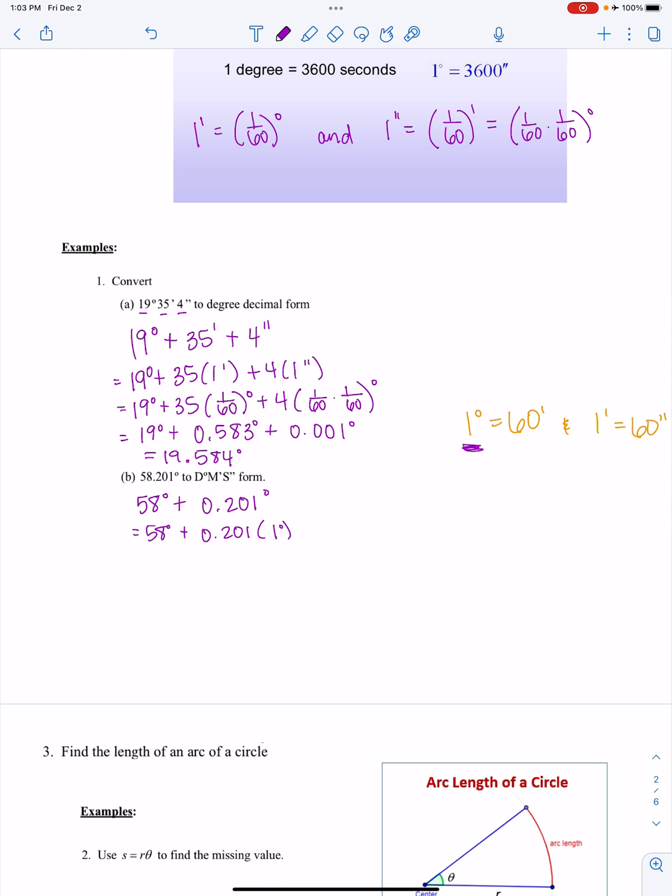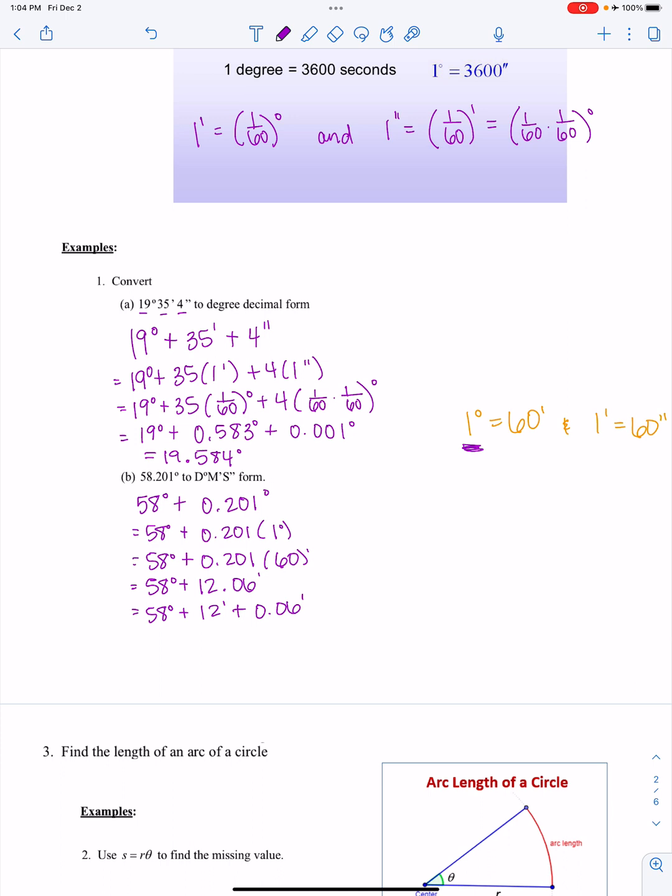I can then update that. 0.201, 1 degree is 60 minutes. So how many minutes do we have? Well, let's find out. 58 degrees, 0.201 times 60 gives us 12.06 minutes. Okay, let's do the same process again. So now we have 58 degrees, 12 whole minutes, and let's find out how many seconds.